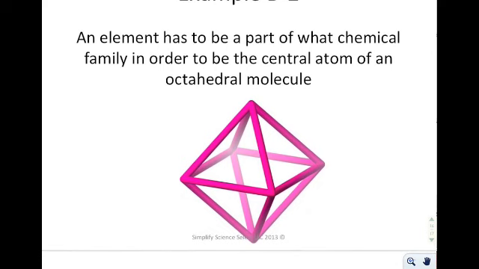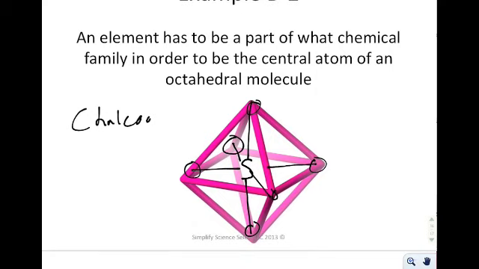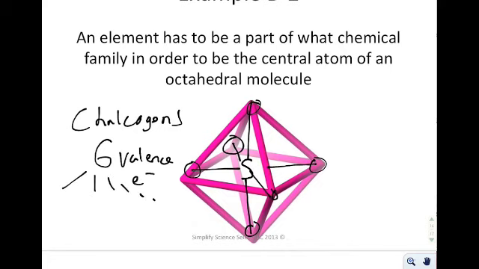It says an element has to be part of what chemical family in order to be the central atom of an octahedral molecule. So to be the central atom of an octahedral molecule, it needs to be able to have 6 bonds. If you have those 6 bonds, you have 1, 2, 3, 4, 5, 6. Now sulfur is the one that was referenced before, but it turns out that it is anything in that oxygen family called the chalcogens. The reason is they have 6 valence electrons. In other words, they can share 1 electron to 6 different things.